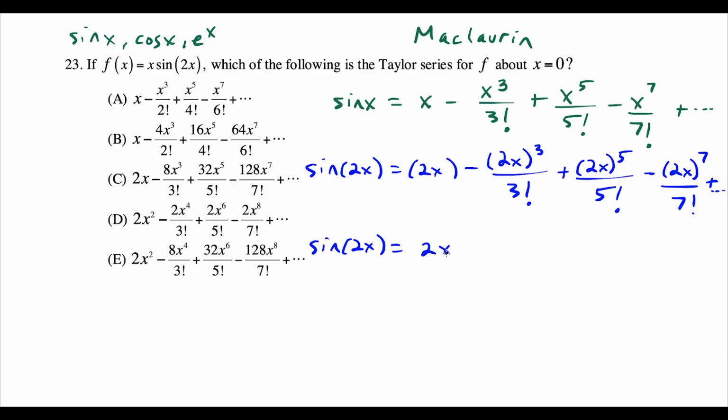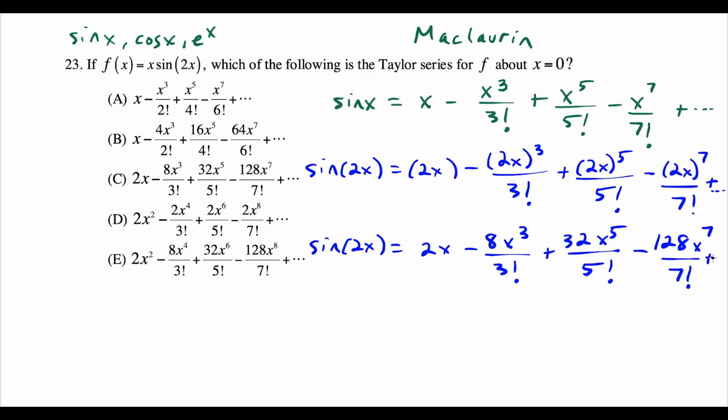equals 2x minus, you're doing 2 to the 3rd power is 8. So you have 8x to the 3rd power over 3 factorial, plus 2 to the 5th power is 32. And then you have x to the 5th power over 5 factorial. Minus, and then when I want to find 2 to the 7th, 2 to the 5th is 32, so just do times 2 two more times, and you get 64, 128. So you get minus 128 x to the 7 over 7 factorial.